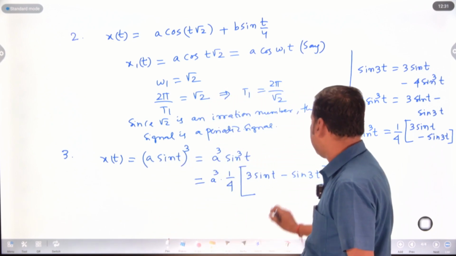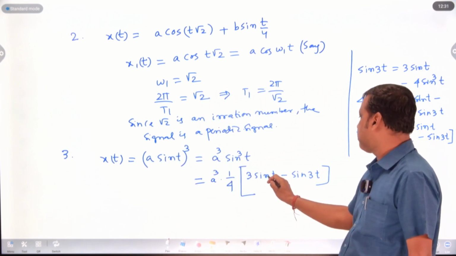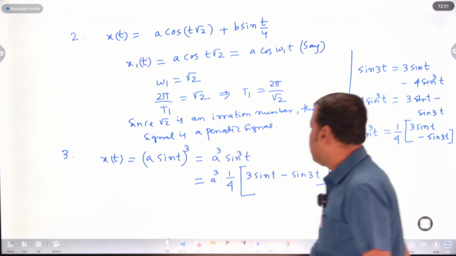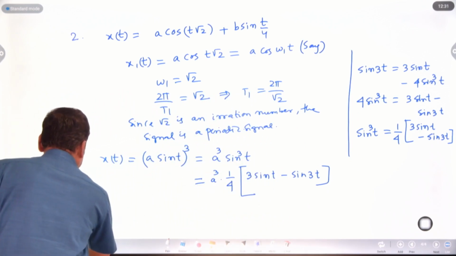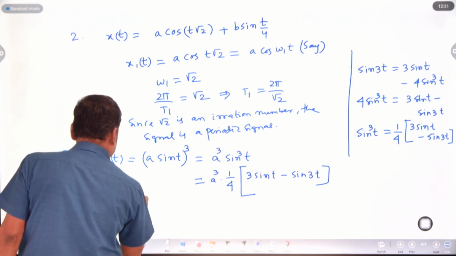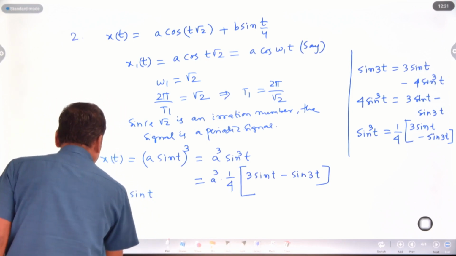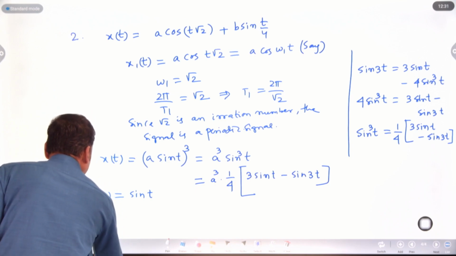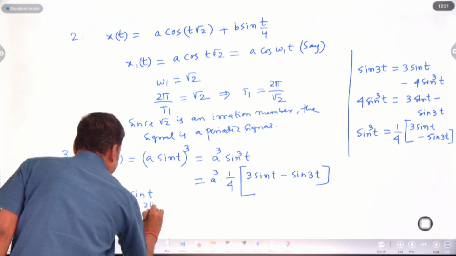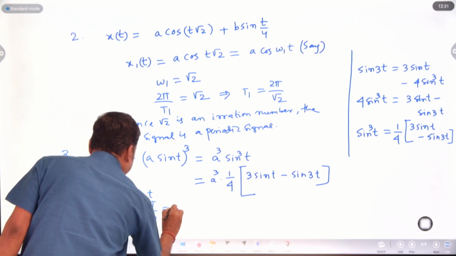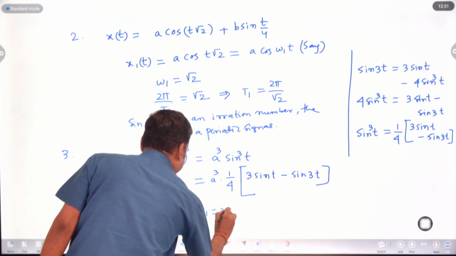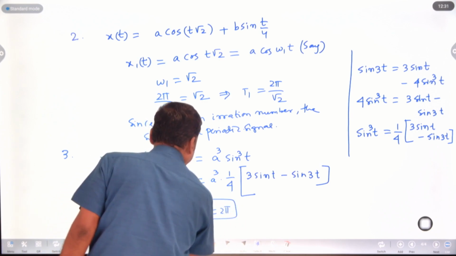Our intention is what? Omega 1 value is 1, here 3 sin omega t, and omega 2 value is 3. Here x1 of t equals sin t, which is sin omega 1 t, where omega 1 equals 1. Omega 1 is nothing but 2 pi by t1. So 2 pi by t1 equals 1, so t1 equals 2 pi.